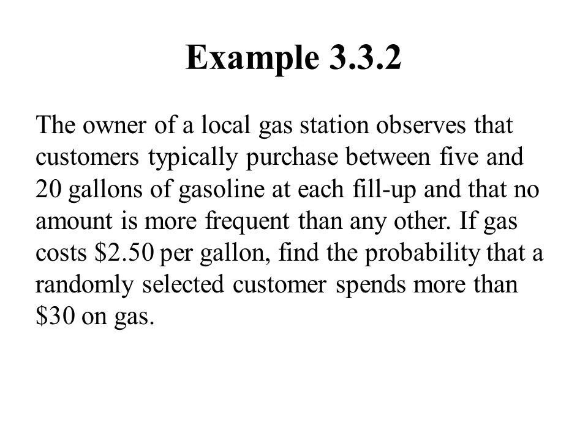So to illustrate a use of a uniform distribution, let's look at this example. The owner of a local gas station observes that customers typically purchase between 5 and 20 gallons of gasoline at each fill-up, and that no amount is more frequent than any other. If gas costs $2.50 per gallon, find the probability that a randomly selected customer spends more than $30 on gas. Okay. So the key phrase here to note is that no amount is more frequent than any other. So that means that all these values between 5 and 20 are equally likely. That's an indication that we're working with a uniform distribution.